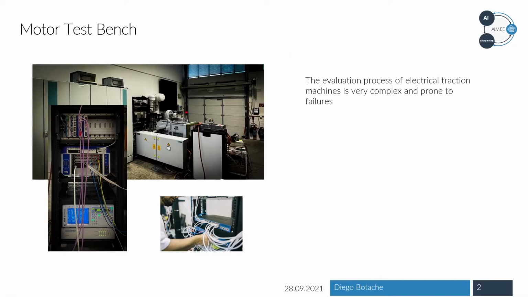The evaluation process of electrical traction machines is very complex and prone to failures. This is due to the many factors influencing the performance of the machine, and experiments are time consuming and downtimes in the system are very expensive. Dedicated test benches allow the evaluation of new machines under controlled conditions, but deliver a high degree of data coming from a multitude of sensors in the test bench.